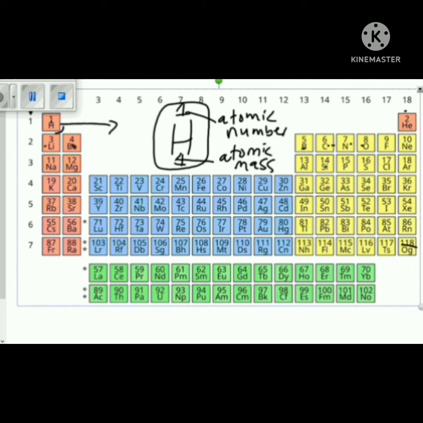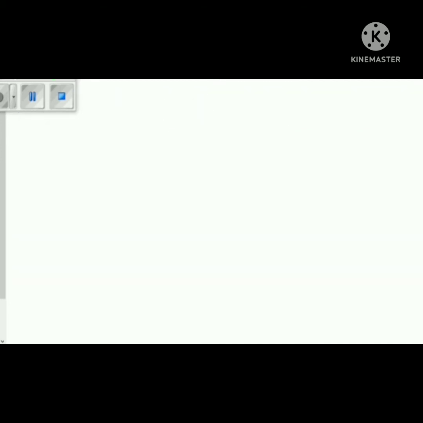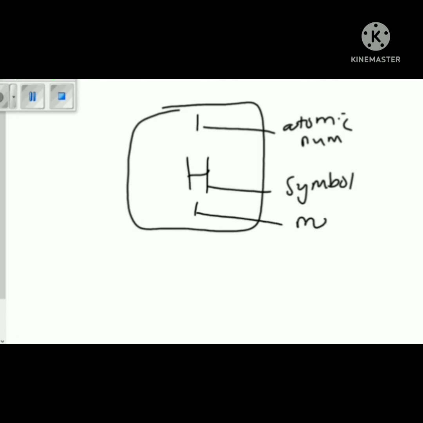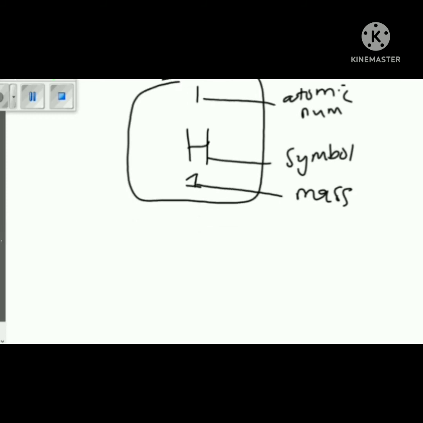So how do we find protons, electrons, and neutrons in that? First of all, let's redraw this structure. This is hydrogen. This is the symbol of an element as represented in the periodic table. We find the symbol first, then the atomic number, then the atomic mass. Here, this is the atomic number. Remember this and never forget. This is the symbol of an element, which helps you to identify exactly which element this is. And this is the atomic mass of that element. So each atom of hydrogen has a mass of 1 unit.